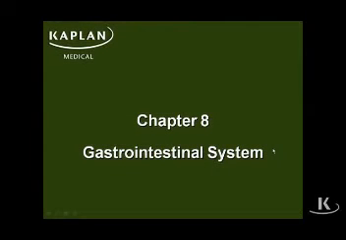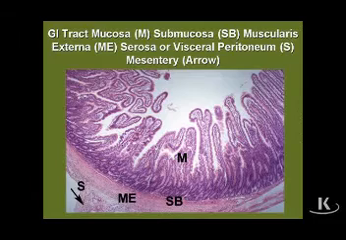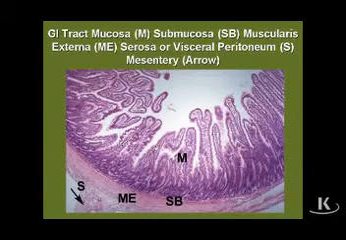Chapter 8 of the histology section deals with a review of the gastrointestinal histology. The first slide illustrates, by using the small intestine as an example, the fundamental structure of much of the GI tract. The interior surface of the GI tract consists of a mucosa labeled M in this picture.